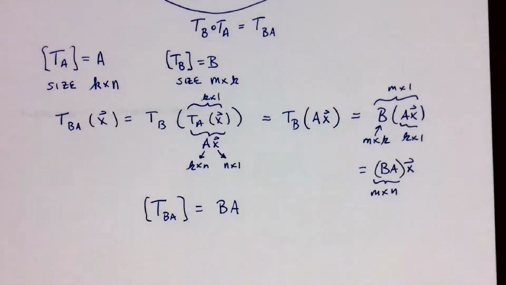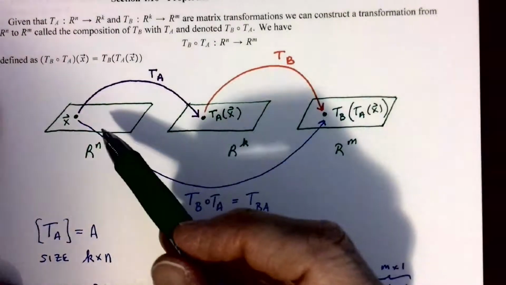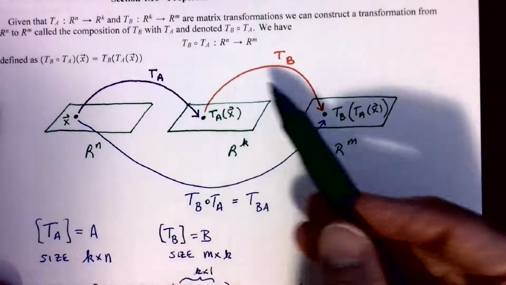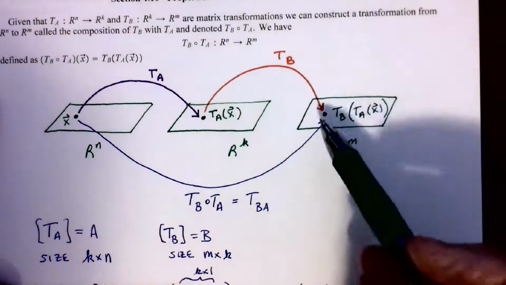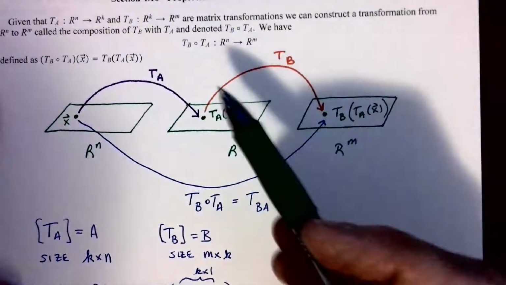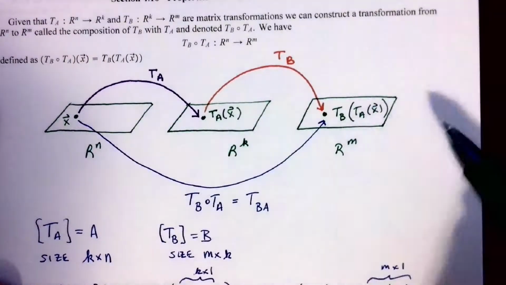Now I can extend this concept. Imagine you ever had a flight where you had to do 2 connecting flights. You fly here, and then you fly here, and you fly another place. Well, we can have compositions of more than 2 functions. We can have 3 or 4 transformations. But we can always form that one nonstop route.